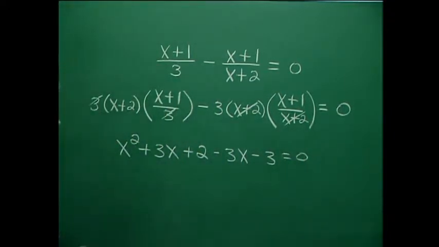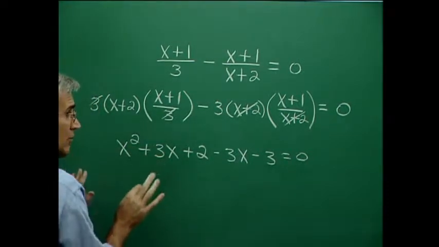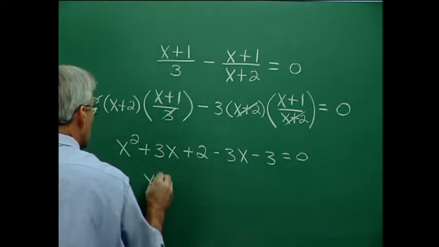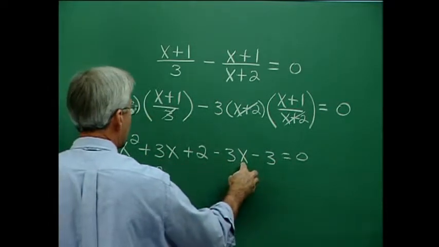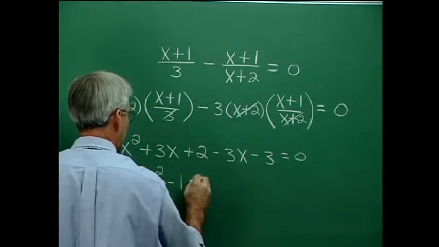I'm seeing this as a quadratic equation, so let's solve it using one of our methods. We'd like to factor probably. Gee, I need to collect some like terms here first. We have x squared, 3x minus 3x. Oh, they go out. We have 2 minus 3, that's negative 1.